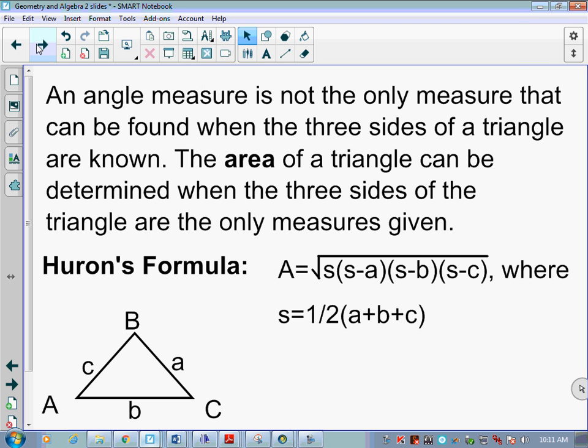Okay? Now, last bit of information is how we can find the area of a triangle in this situation. So an angle measure is not the only measure that can be found when 3 sides of a triangle are known. So just like what we saw, if I know the length of all 3 sides, even if it's not a right triangle, we can find the area using what is called Heron's formula. It can be determined when 3 sides of a triangle are the only measures that we're given. We're not given any angles.